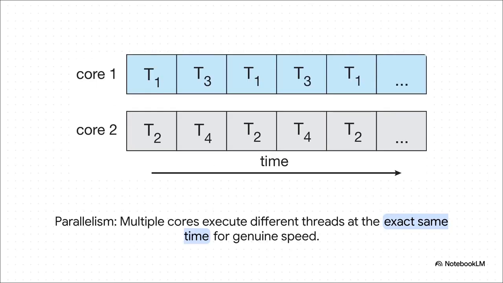And this is true parallelism. Here, we've got 2 cores. And at the exact same moment in time, core 1 is working on thread 1, while core 2 is busy with thread 2. There's no juggling here. There's no illusion. This is genuine, simultaneous work getting done. This is how modern software gets to be so unbelievably fast.